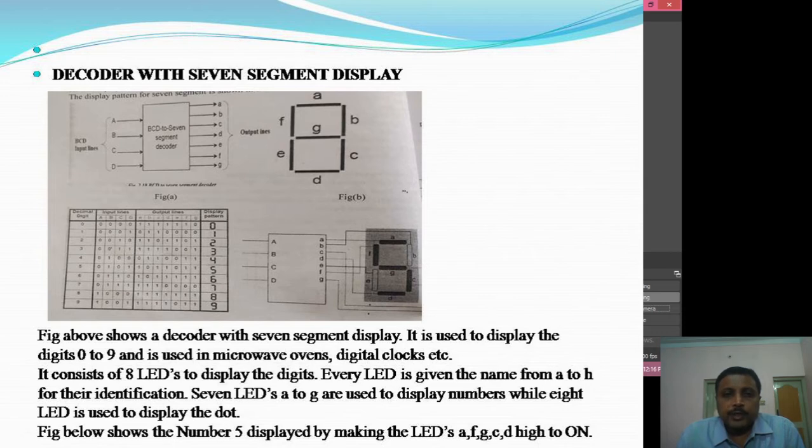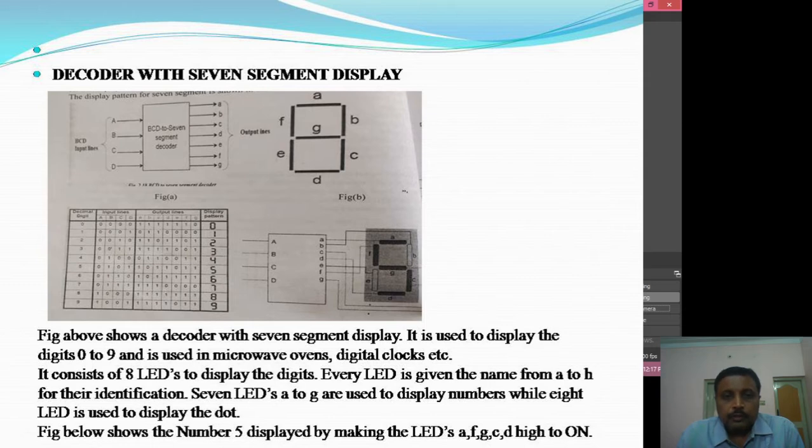In order to display 7, we need A, B, C in a high state and the remaining outputs in a low state. To display 8, all of A, B, C, D, E, F, G need to be in high state. To display the digit 9, we need A, B, G, F, C, D in high state. Only E needs to be in a low state.